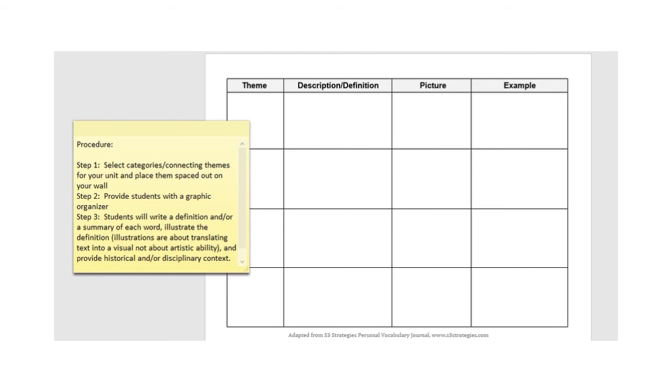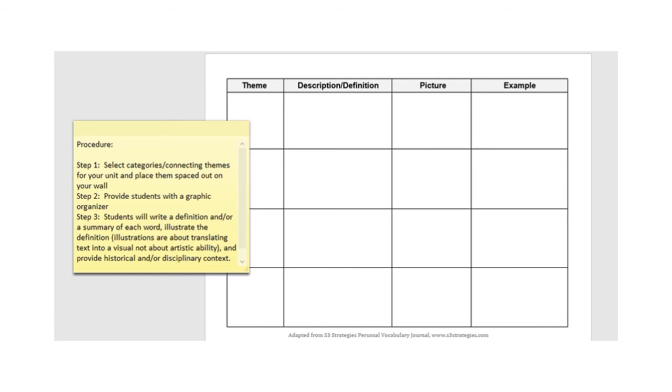Step 1, select categories or connecting themes for your unit and place them spaced out on your wall. You will want to create an image. You can use clip art or Shutterstock, or even find some really cool primary sources that align with the terms. Step 2, provide students with a graphic organizer such as the one seen here. This specific graphic organizer was adapted from S3 Strategy's Personal Vocabulary Journal.